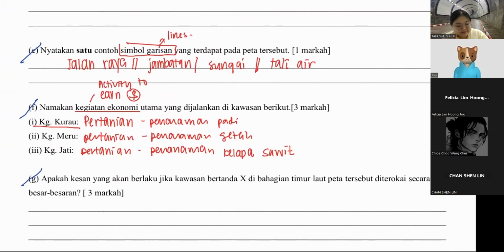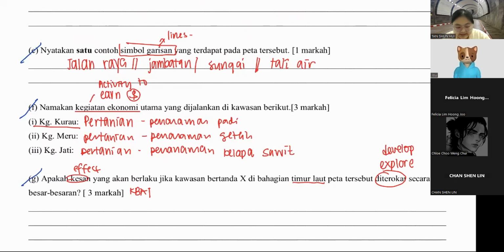Okay, now the next one has come. They said, apakah kesan yang berlaku jika kawasan X di bahagian timur laut diterokai secara besar-besaran? Diterokai means they exploit. Okay, they develop their places.